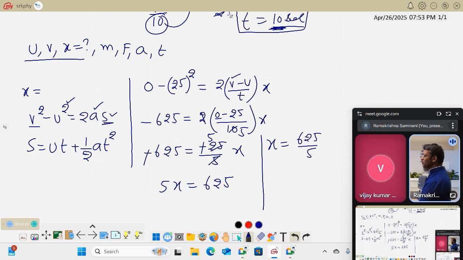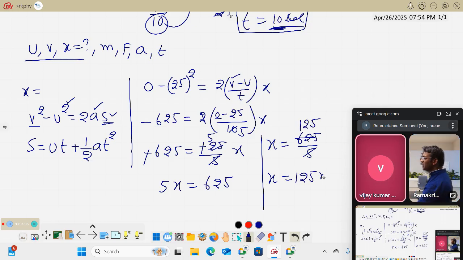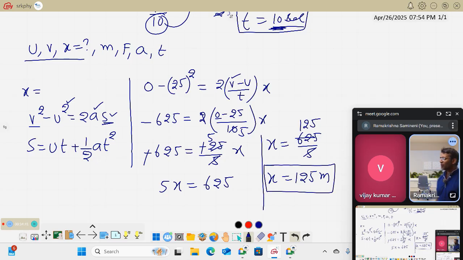How much? 5 ones are 5, 5 twos are 10, 5 fives are 25. So 125 meters. This is the answer to the question. After what time and after traveling what distance will it stop? After 10 seconds, by traveling a distance of 125 meters, the car will stop under the braking force of 3000 newtons. This is the answer to the question. Okay.